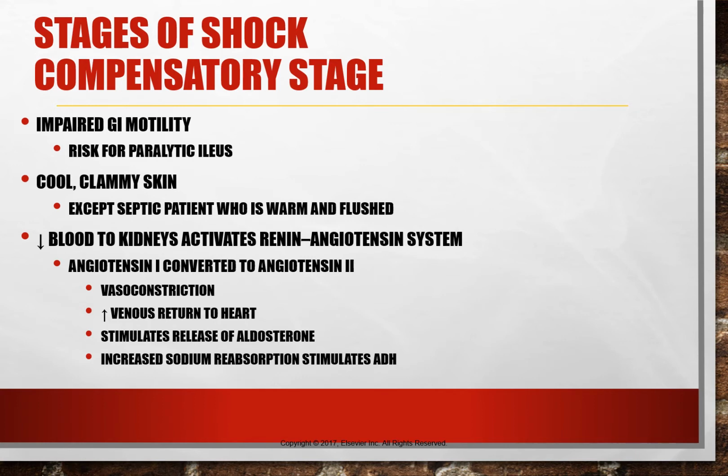So in the GI system, we're looking at decreased blood flow, so risk for paralytic ileus, decreased peristalsis, gastric dilation, constipation are all going to be signs of impaired GI motility. Cool, clammy skin, septic patient might be warm and flushed. They're also the only patient that would probably have a temperature because they actually have a documented infection, whereas with the other shocks, there's no infection that's causing this.